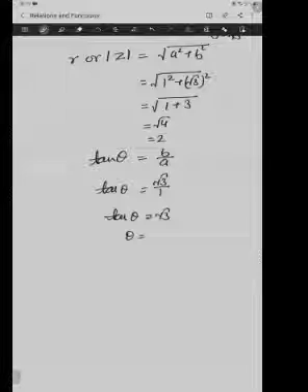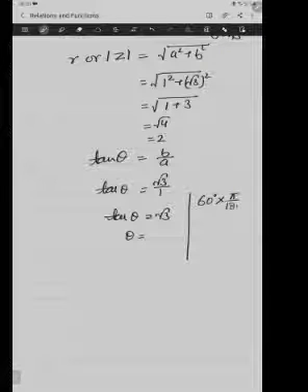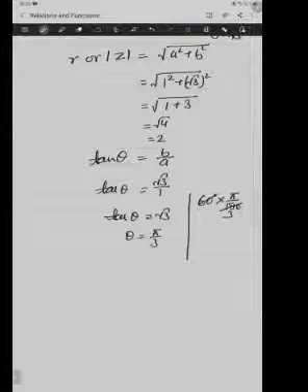Now tan of what is root 3? It is the value of tan 60, and let me remind you, 60 degrees from class 10. Now we need to convert it into radians. So pi upon 180 we need to multiply by 60, so it will be pi by 3. Theta, that is the argument, is pi by 3.